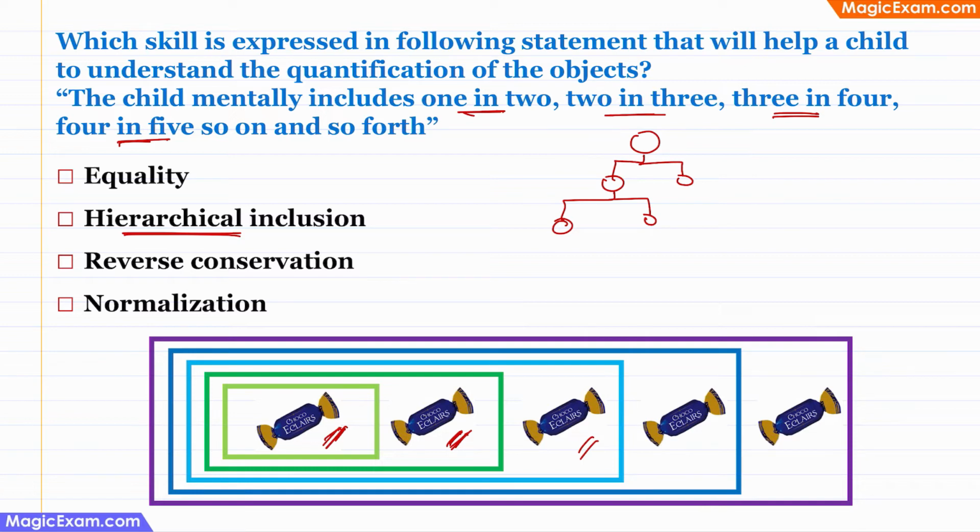And when I say level 3, then it means that level 4 is also included here. So when I say level 1, it means that level 2 is also included in it, level 3 is also included, level 4 is also included. So this is a hierarchy. So the answer here is hierarchical inclusion.